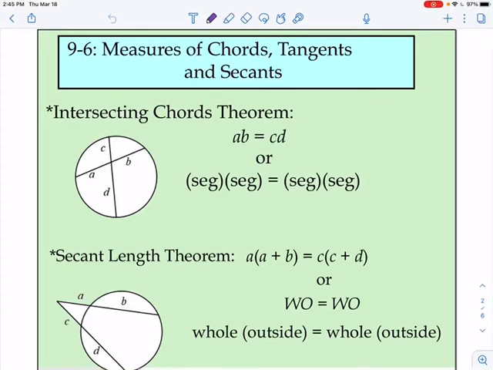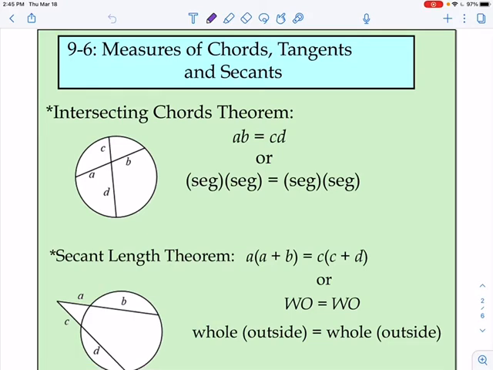Section 9.6 is about measures of chords, tangents, and secants. In the last section, we were still talking about chords, tangents, and secants, but we were talking about angle measures. Now we're going to be talking about the measures of the line segments themselves.